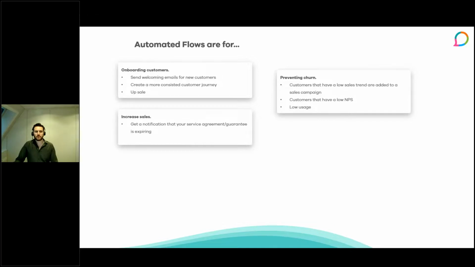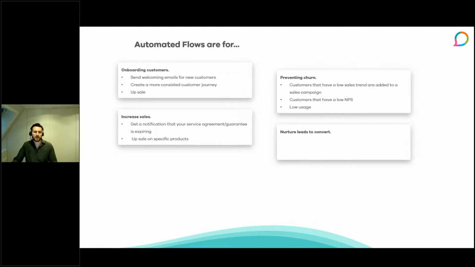So for example, if you work in the machinery industry, where you work a lot with service agreements or guarantees, maybe we want to send a reminder to our customer that, hey, your service agreement is coming up. You should either get a new one or maybe buy a new machine. Or maybe even upselling of specific products based on their sales history.